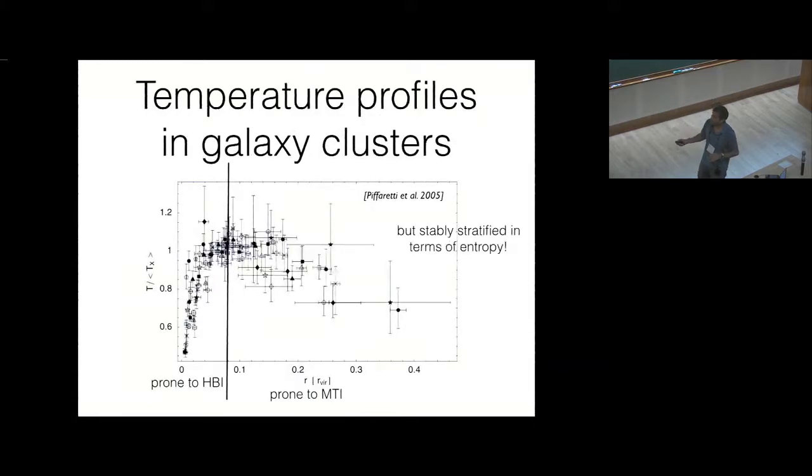This is a typical temperature profile collected from a bunch of clusters observationally. And you see that clusters have two regions. In the inner regions, temperature increases with height. In outer regions, temperature decreases with height. So the inner regions are prone to this second instability, or the heat-flux driven buoyancy instability, which has a tendency to make field lines horizontal. The outer regions are prone to the MTI, which has a tendency to make field lines vertical.